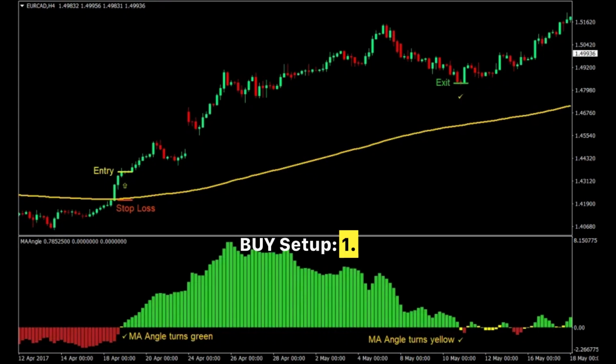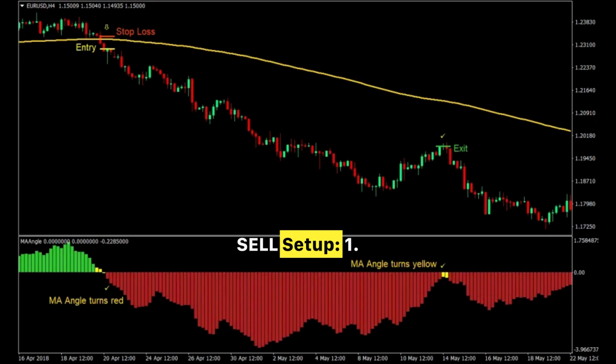Buy setup. 1. All MAs are aligned upward, fast above slow above trend. 2. The fast MA swings up and crosses the slow MA. 3. Price must be above the trend MA. 4. Enter on candle close right after the cross.